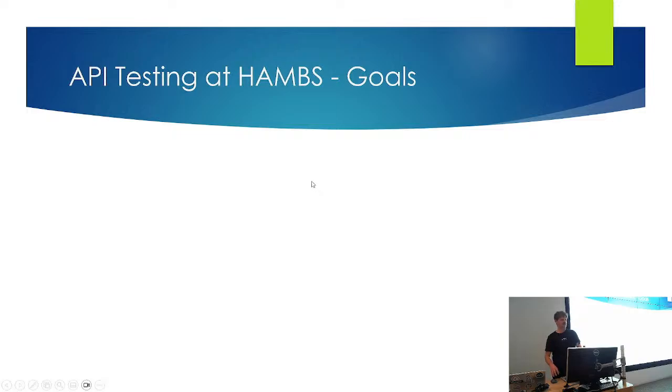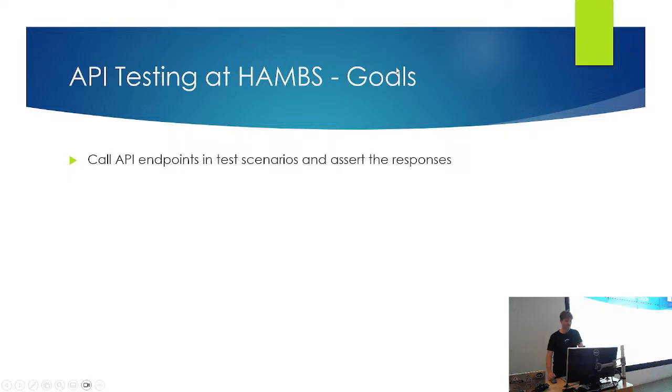Okay, so now I'm going to talk about what we specifically did at HAMBS and how we customized the framework so that we could use it for API testing. So I'm just going to talk about some of the goals that we had that led us to come to the solution that we did. So obviously we wanted to be able to call API endpoints in our test scenarios, and we wanted to check the responses to make sure we got the response that we expected.